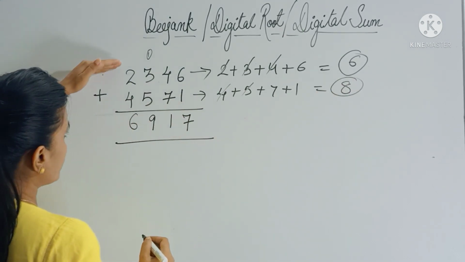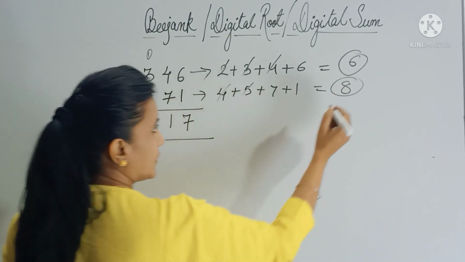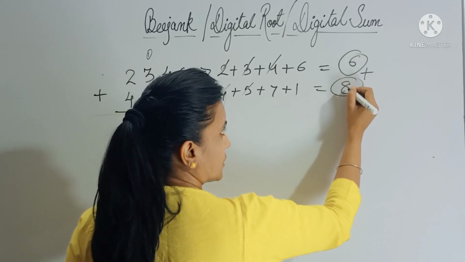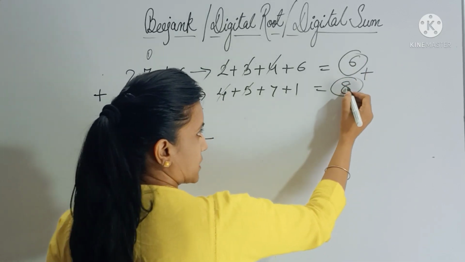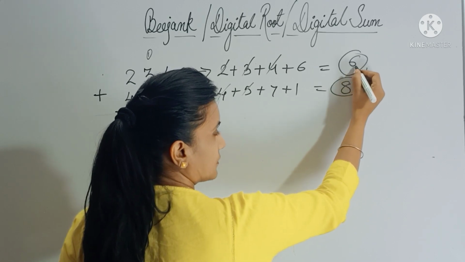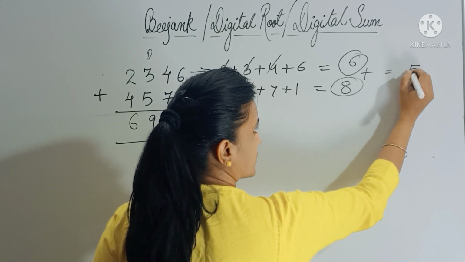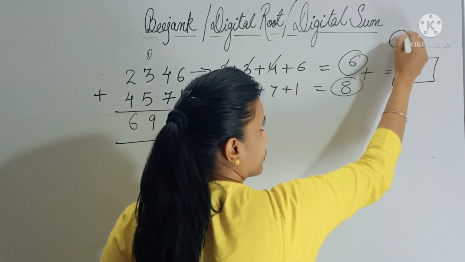Now since we have to add these two numbers, we will be adding 6 and 8. Again you can use casting out 9. 8 plus 1 gives you 9, right? And here what is left? 5. So 5 is the digital root of your question.